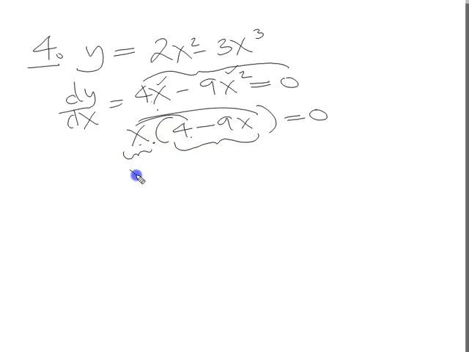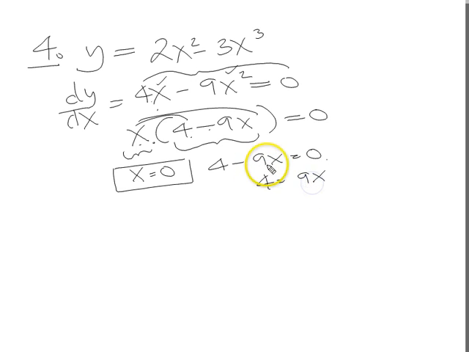So when does this equal 0? Well, simply it happens when x has the value 0, doesn't it? When does this equal 0? Well, 4 minus 9x. Move the 9x over and flip the sign through the equals. Divide by 9 both sides now. And we can write it down as x equals 4/9, can't we? So there's our 2 turning points.